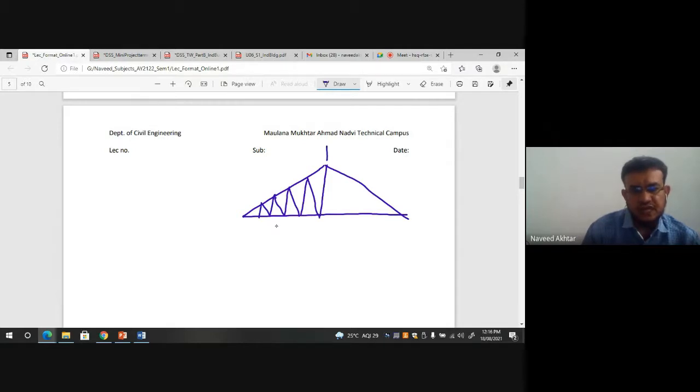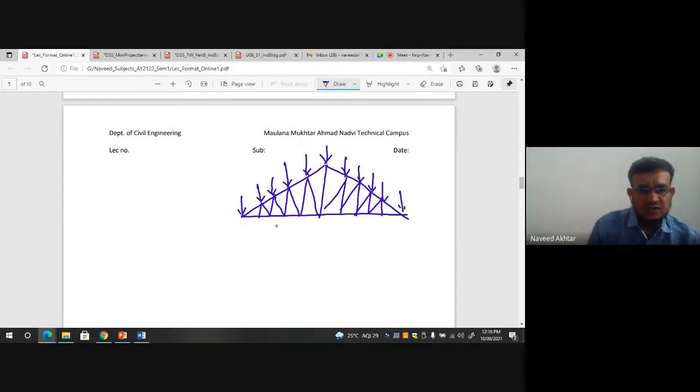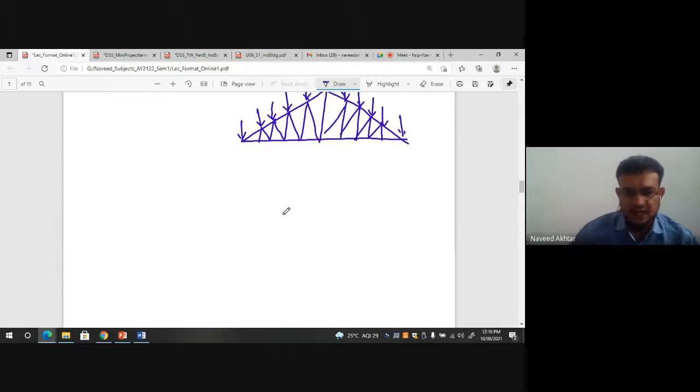I told you about gravity load, downward due to the dead load and the live load. So dead load is nothing but the gravity load. We are doing the dead load calculation. Now, what all will come in the dead load?